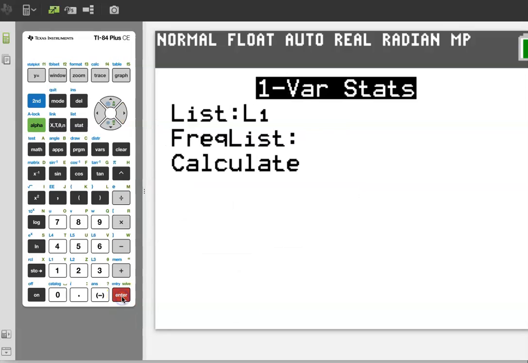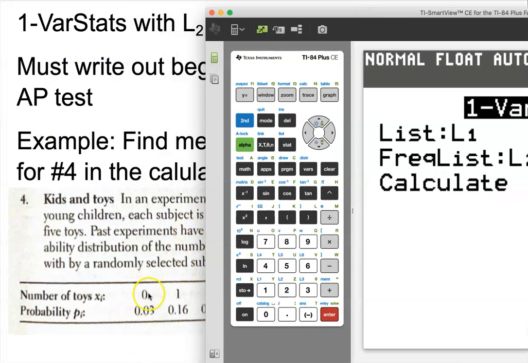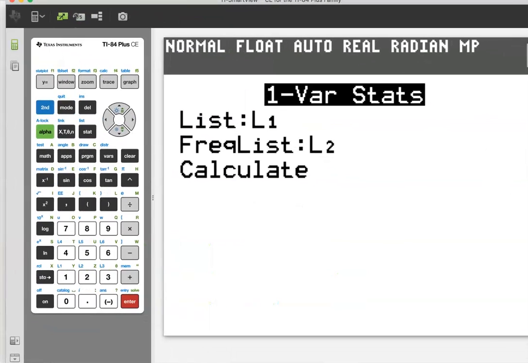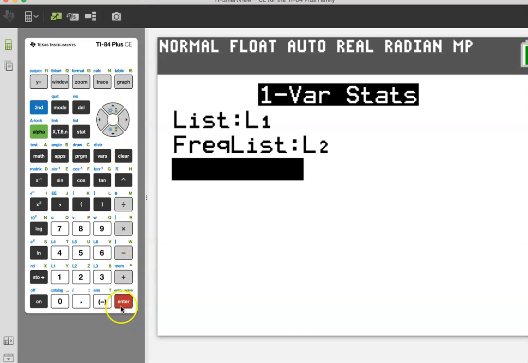So we've done plenty of 1-Var Stats before. The difference is we've always left this spot blank. So now what we're going to do is put L2 here. This is going to tell the calculator that for the observation of 0, I want that to occur 3% of the time. For the observation of 1, I want it to occur 0.16, or 16% of the time, and so on.